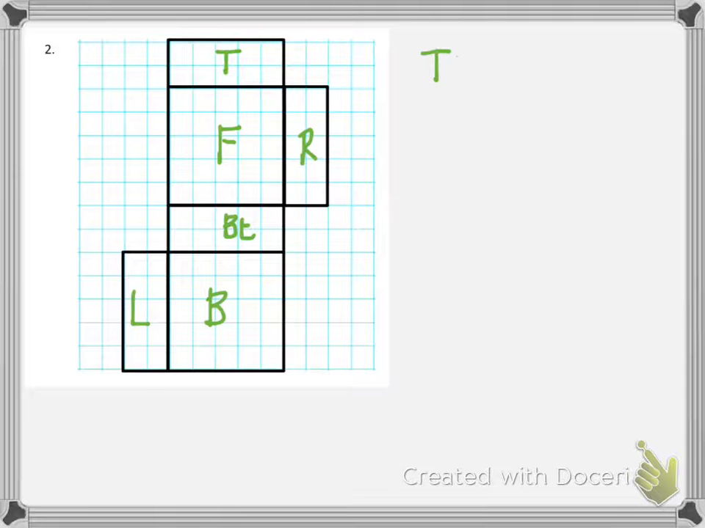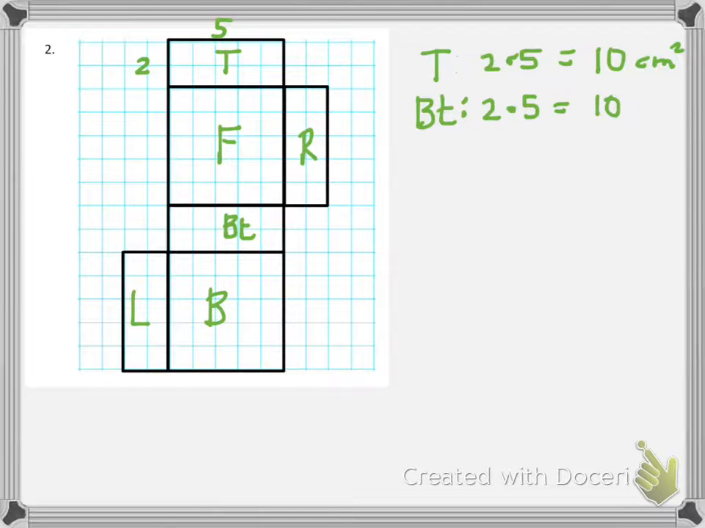The top is a 2 by 5 rectangle, so 2 times 5, and that's 10 centimeters squared. And then it makes sense that the bottom would be the same. So the bottom's the same thing. It's a 2 times 5, that's 10 square centimeters. And then let's do the front. The front is a 5 by 5 rectangle. So 5 times 5 is 25 centimeters squared.